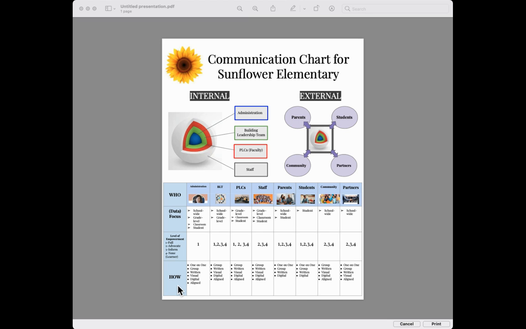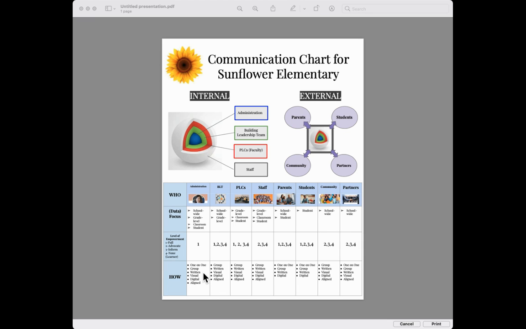And then the last piece down here is the how. This is important. This is really how communication will need to take place. This is in person, one on one, in groups. You'll see that at different ranges all the way down. So the administrator might communicate to someone one on one, but most of the time probably in a group setting.